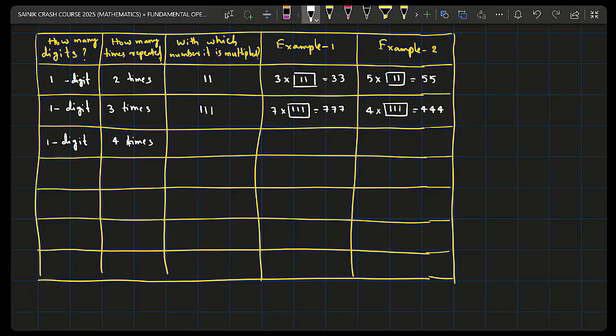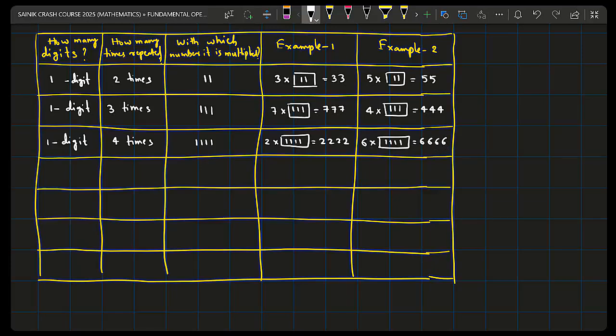Then with which number should we multiply? Harshavardhan, can you say the answer? I want to repeat a one-digit number 4 times. With which number should we multiply? Sir, 1111. For example, I have 2. If you multiply 2 by 1111, the 2 is repeated 4 times. Similarly, 6 also you multiply by 1111, you'll get 6666. So this is about one-digit number and we can continue this pattern.